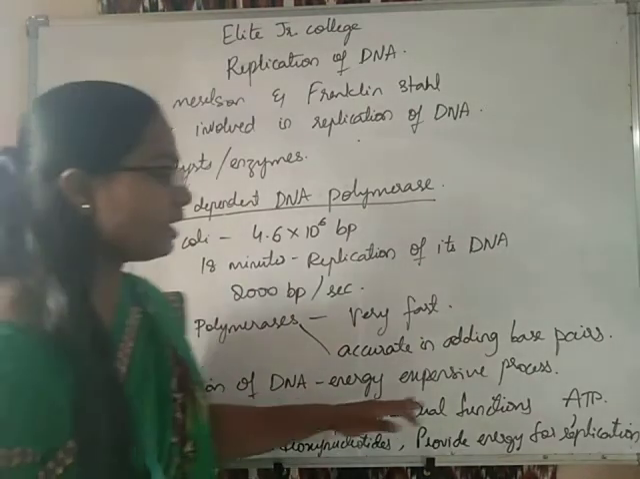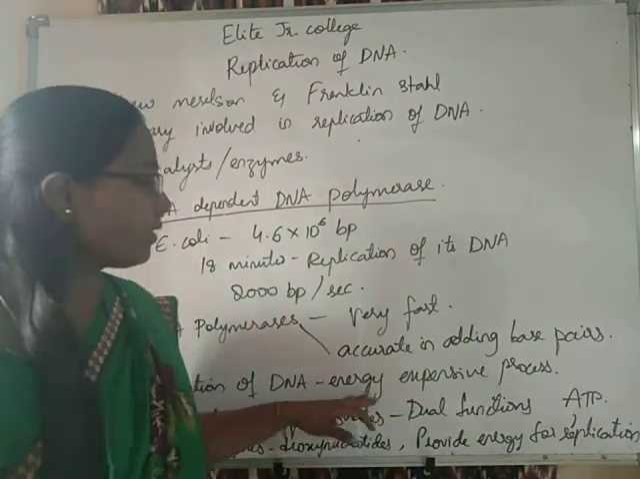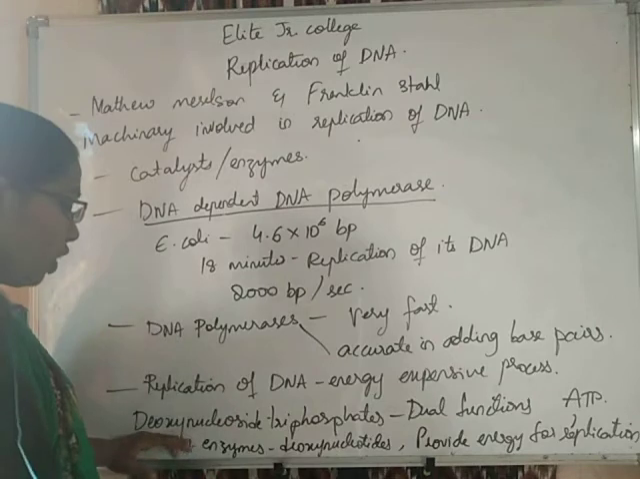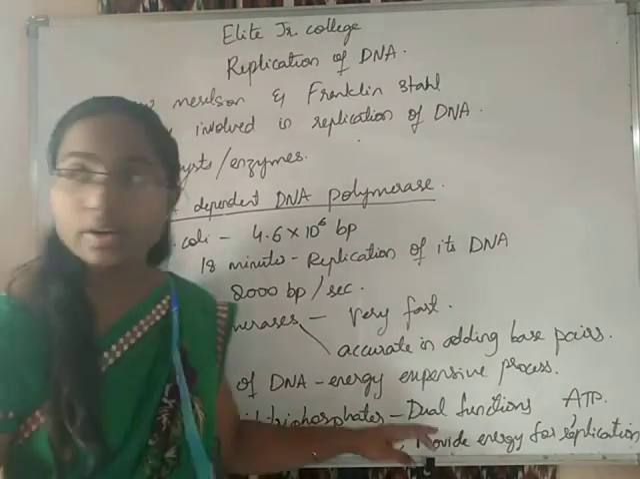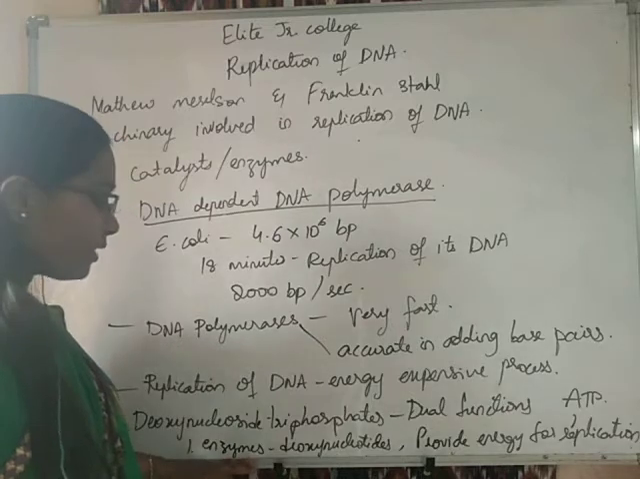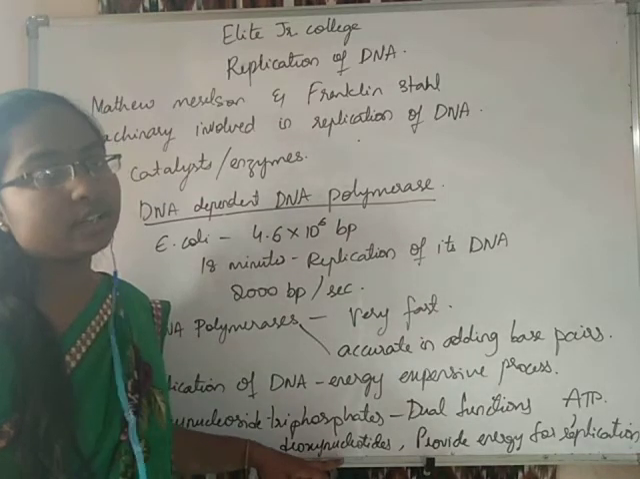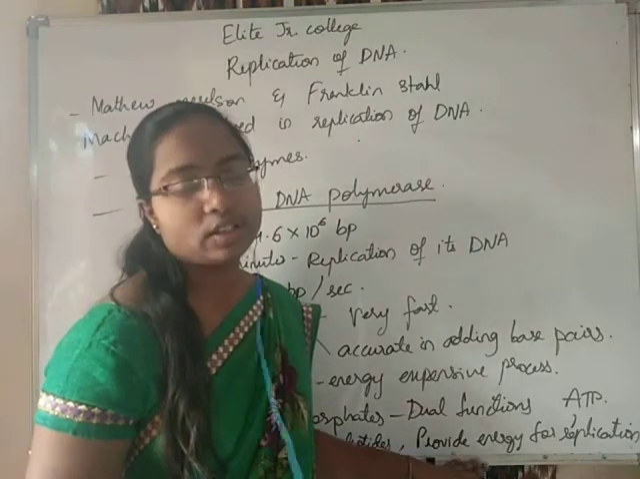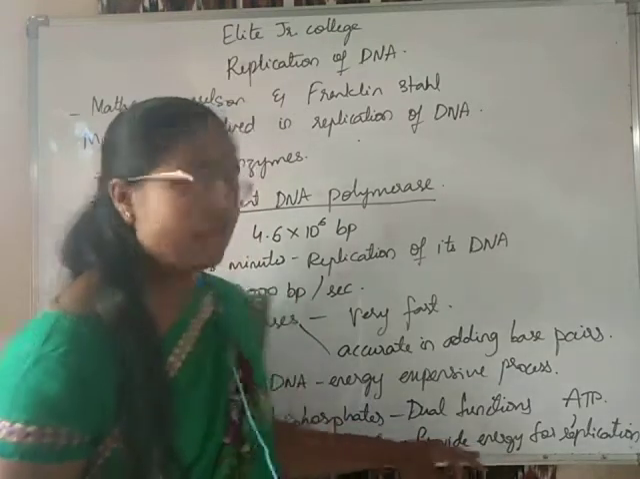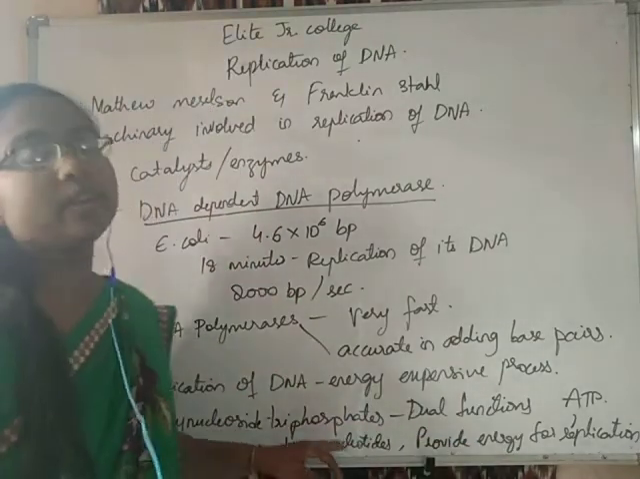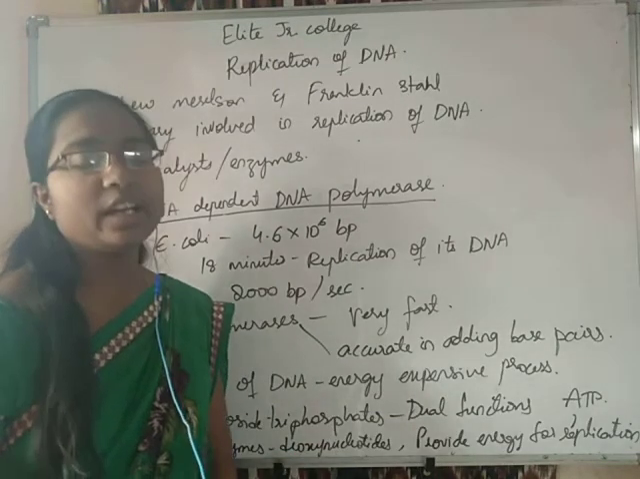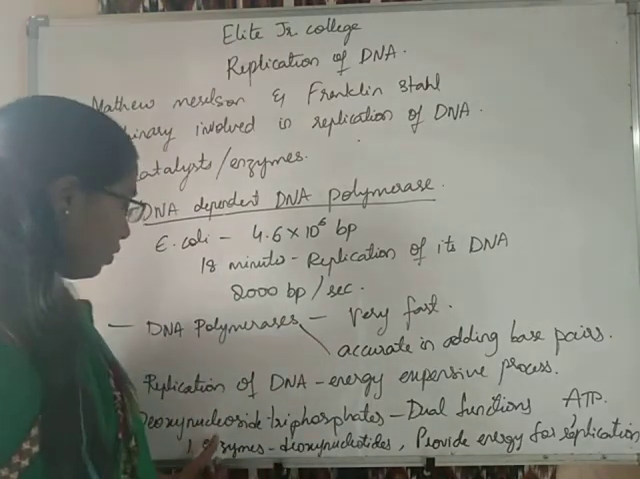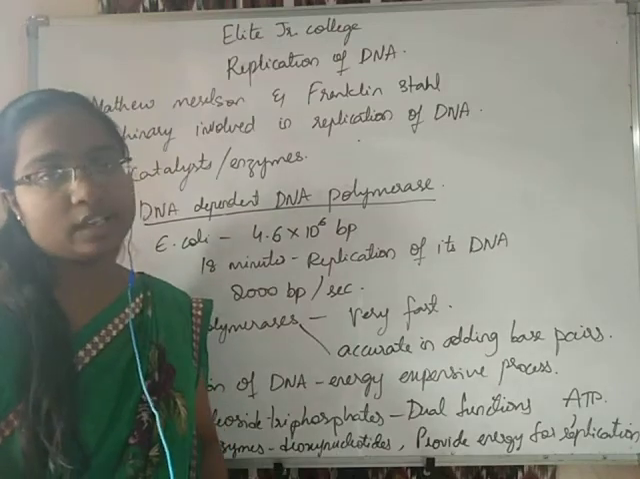Replication of DNA is a very energy expensive process. It requires a lot of energy. So deoxynucleoside triphosphates have dual functions. They act like enzymes, adding deoxyribonucleotides to the growing DNA strands, and provide energy for the replication of DNA. Just like ATP provides energy for different activities inside our body, in the same way deoxynucleoside triphosphates provide energy for replication. Okay.